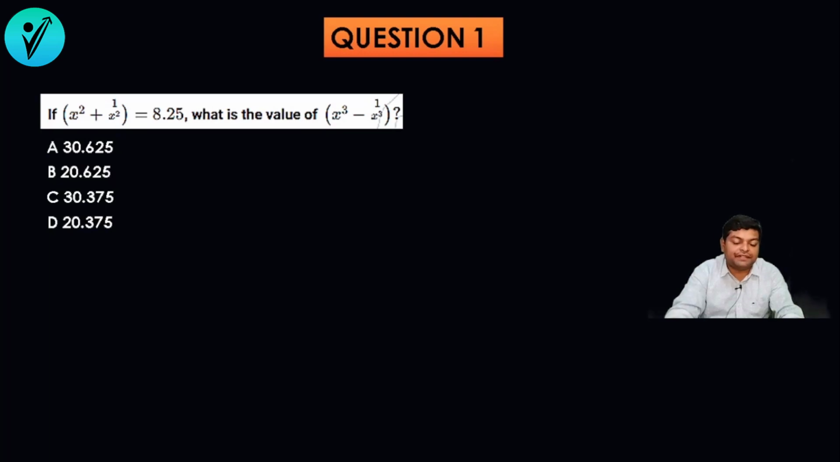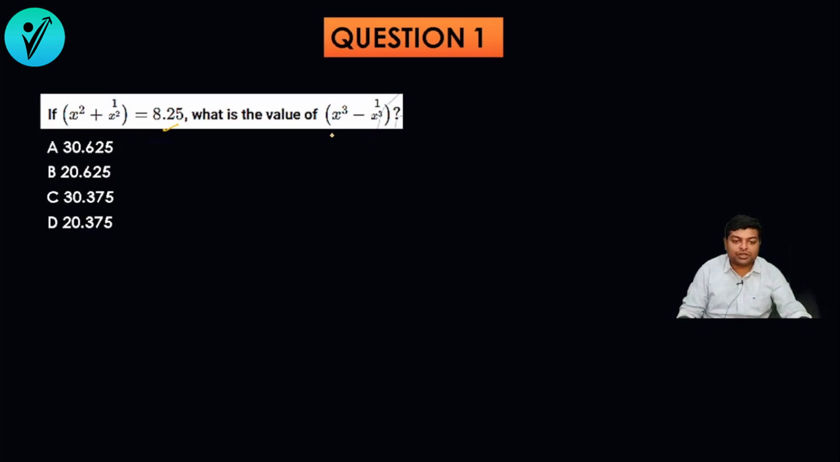So let's start with the first question itself. But before starting, this question had a wrong answer, and once the results were out, everyone was awarded the marks for it. So let's start the day with this question. If x square plus 1 upon x square is 8.25, we have to get the value of x cube minus 1 upon x cube.